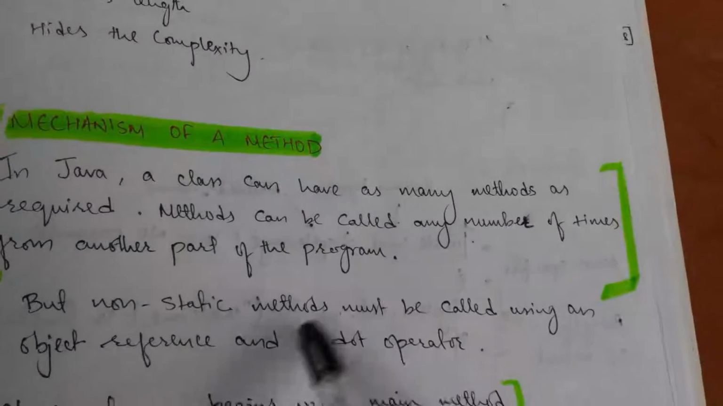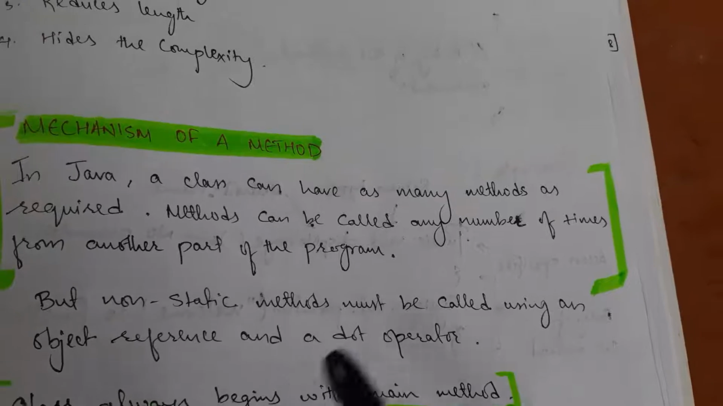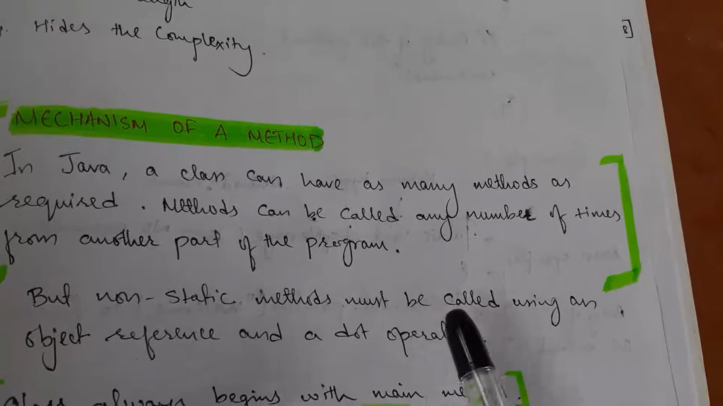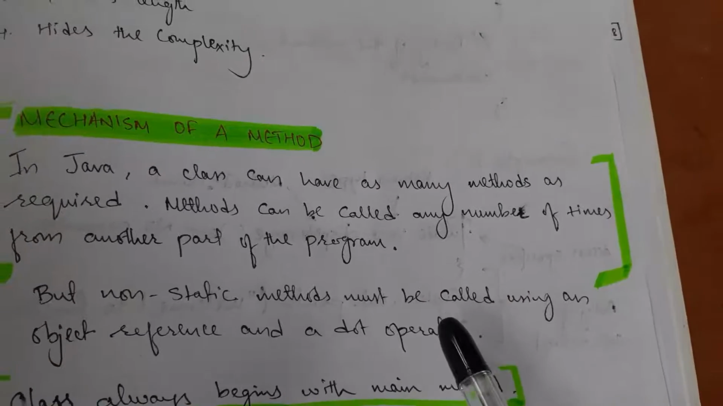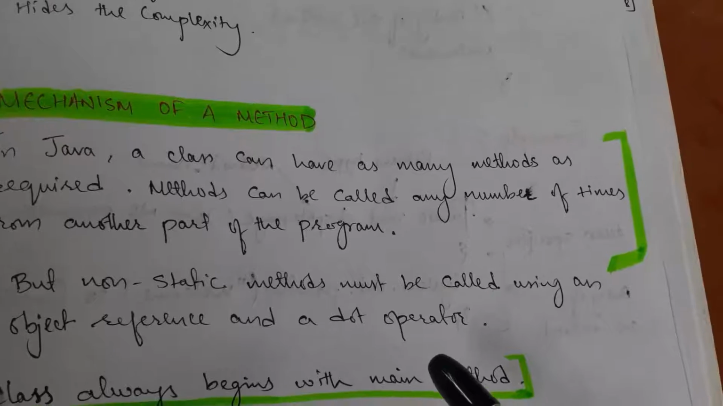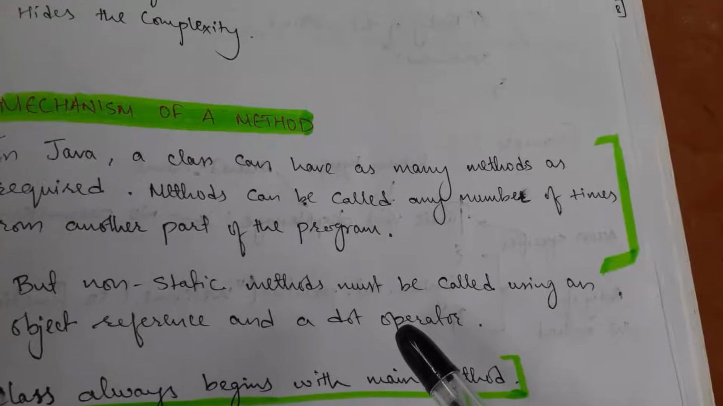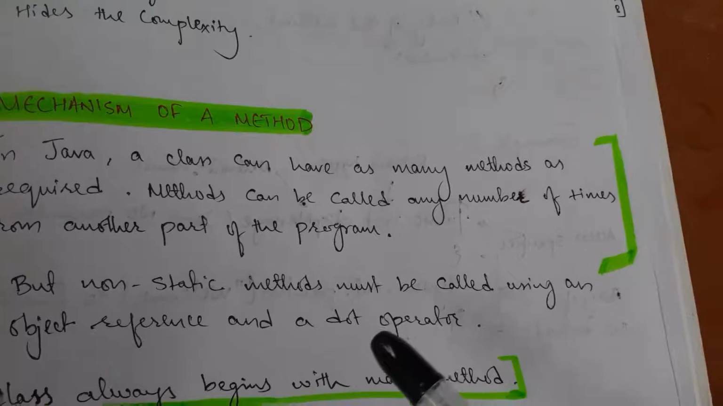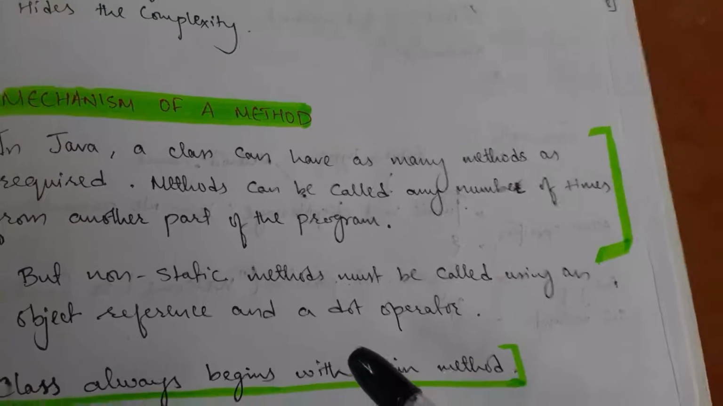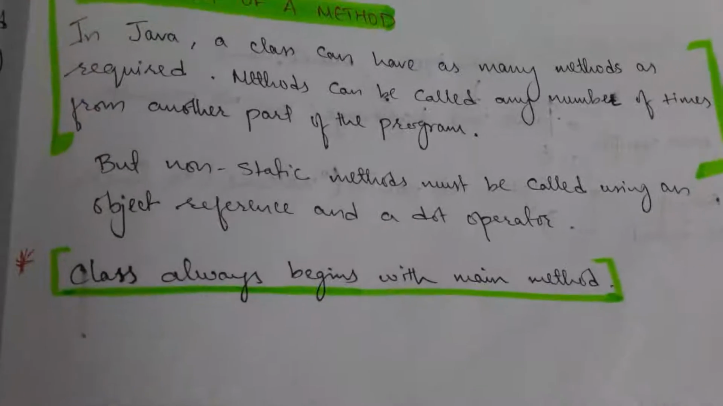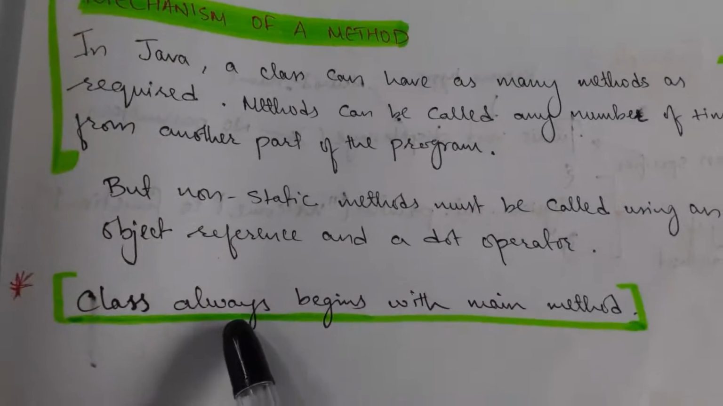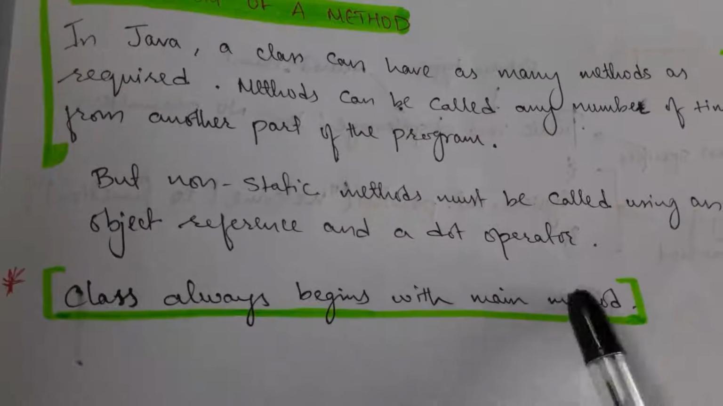So if we are using an instance method, during that time we have to create an object, or we can use the dot operator, and then only the method will be invoked there in a class or inside a program. So a class always begins with the main method.